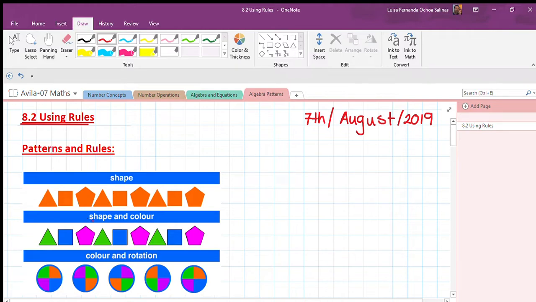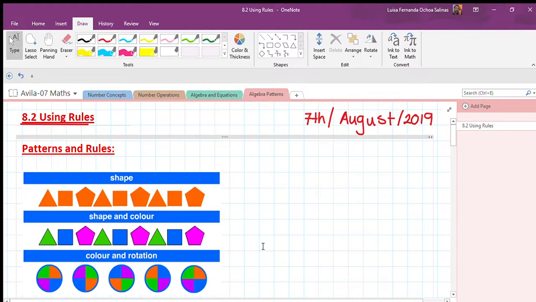The second pattern that we have here is shape and color. Again, we can see the same shapes as the ones in the first row, but this time it goes green, blue, purple, green, blue, purple, green, blue, purple, and we will know that the next one will be green, blue, purple, and which shapes? The triangle, the square, and the pentagon. So in these two cases, you can see that we need this term, and you already know what a term is, in order to decide which one is the following. So we need the previous term in order to guess what is coming up.